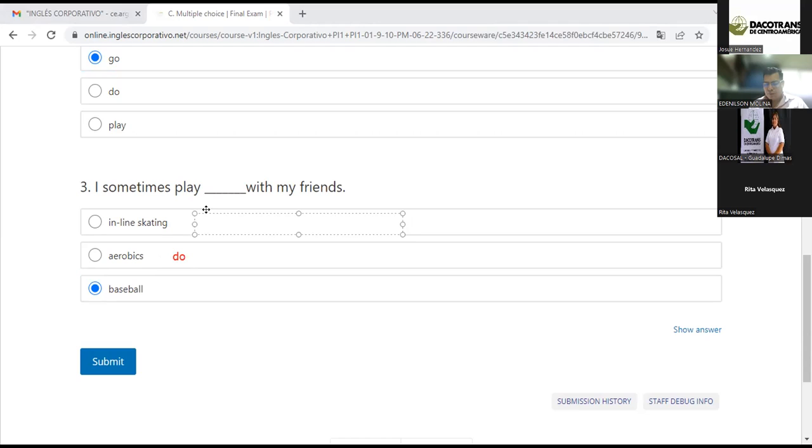Yes, any idea? ¿Qué verbo utilizo para inline skating? Go, teacher. Go. Go inline skating, do aerobics, and play baseball. Aquí están los tres ejemplos. Miren. Go, do, and play. Veamos cómo nos quedó.